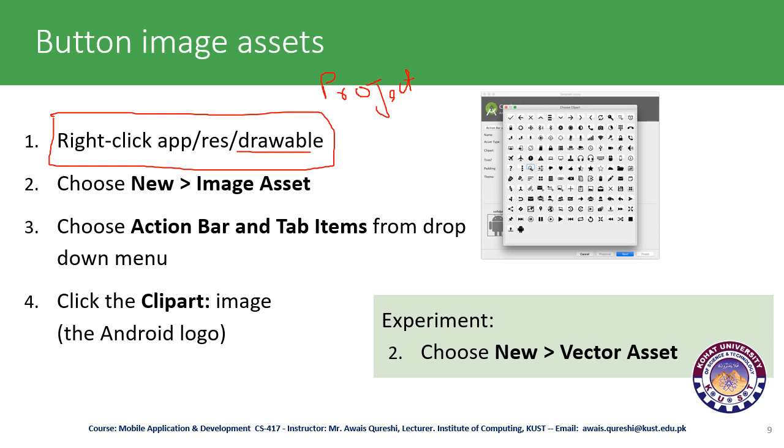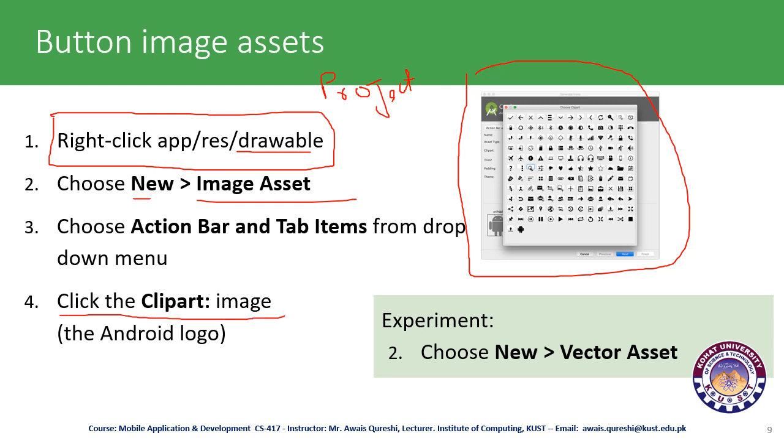You can follow these small steps by choosing new image asset. Right click on this folder and then choose new image asset, and then choose action bar and tab items from the drop down menu. You will see this image over here, and you can use these button images on your button faces to make your buttons have a great look. And after that, click the clip art image, Android logo. So in this way you can place an image on your button.